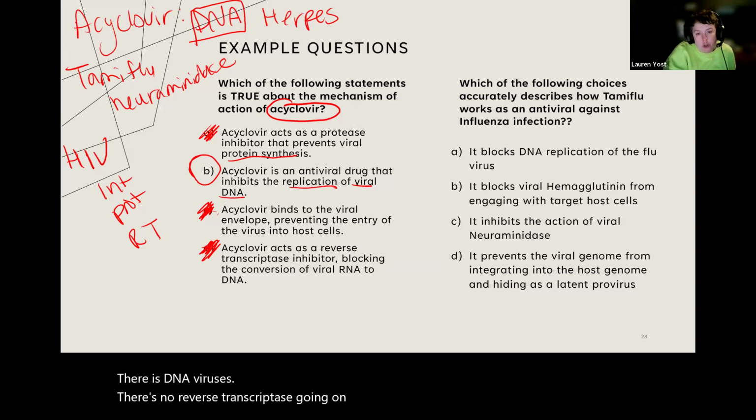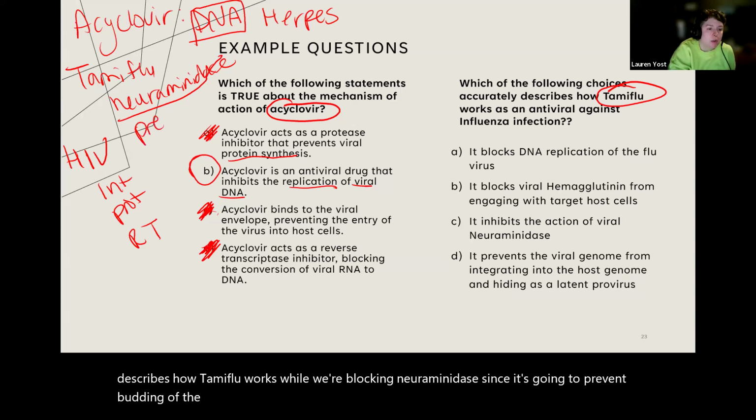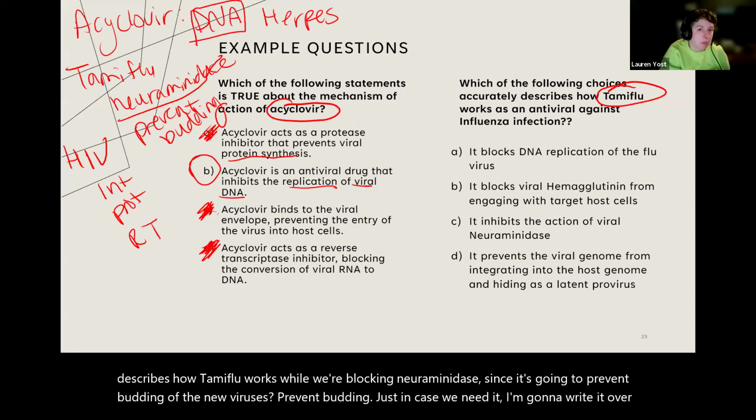All right, which of the following choices accurately describes how Tamiflu works? Well, we're blocking neuraminidase since it's going to prevent budding of the new viruses. Prevent budding. Just in case we need it, I'm going to write it over here. This is me brain dumping.